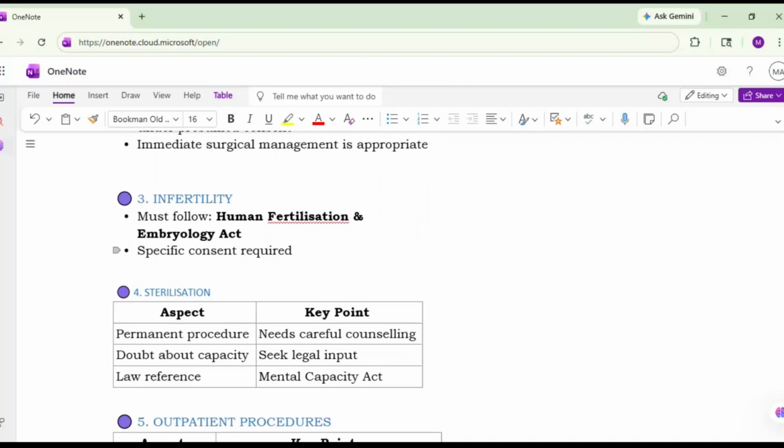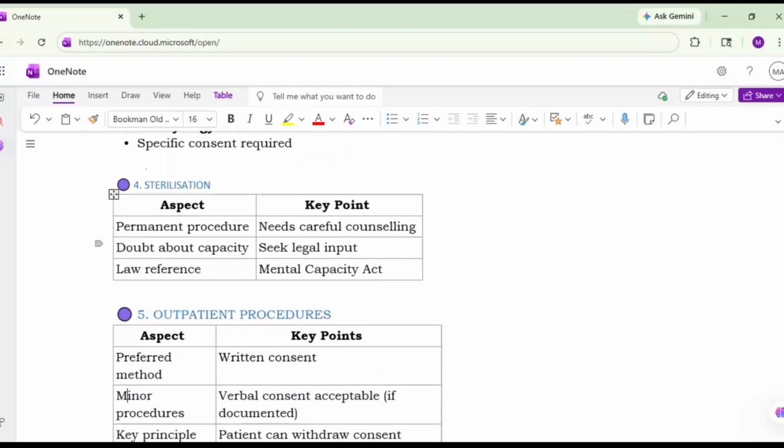Yeah. So now if we are dealing with infertility, we have to follow the Human Fertilization and Embryology Act. Please remember, there is an act, the Human Fertilization and Embryology Act, related to infertility. Whatever is specific to that act, the specific consent is required. For sterilization, if a patient wants sterilization, it is a permanent procedure, so it needs careful counseling. If there is a doubt about the capacity, always seek legal input, and the law reference is the Mental Capacity Act. So with respect to the Mental Capacity Act only, we will take the consent.